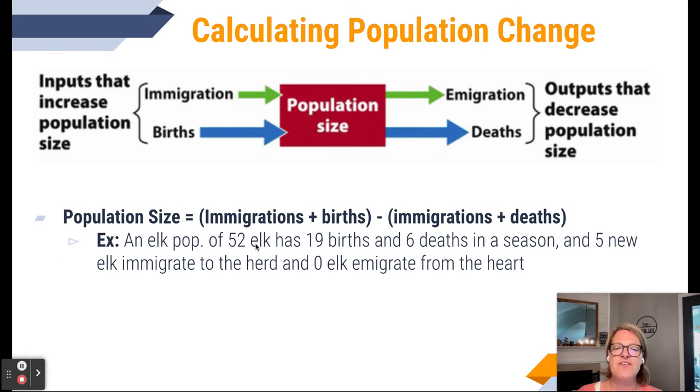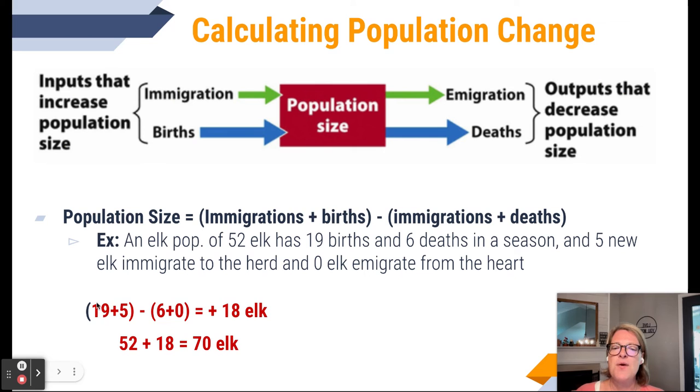So an elk population of 52 elk has 19 births and 6 deaths in a season. They also have 5 new elk immigrate to the herd and 0 elk emigrate from the herd. That's another typo. Lots of typos today. So 19 plus 5 is going to be 24. 24 minus 6 is going to equal 18 elk. So if the original population had 52 plus 18, we're going to end up with 70 elk. Okay, so that's that. And that's how you would calculate this. Kind of simple. You just have to think about what you're doing.